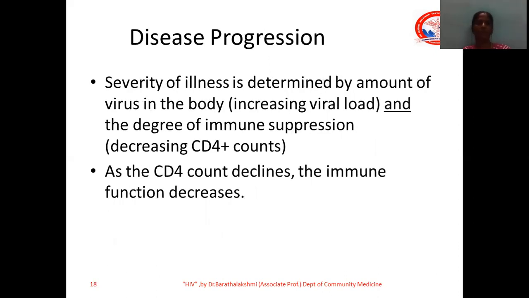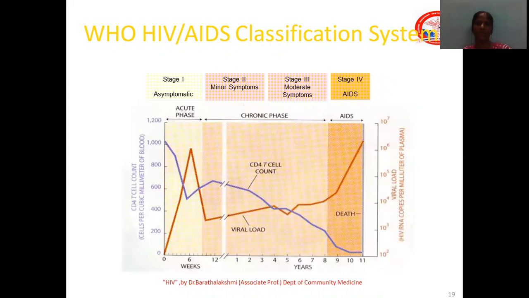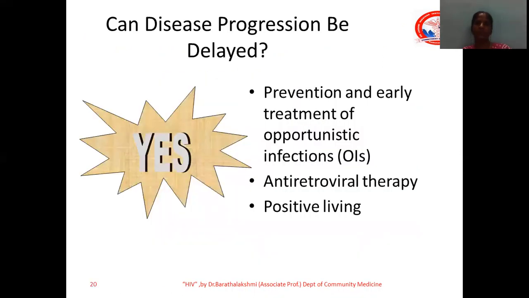So the disease progression depends on the viral load, with increasing viral load and decreasing CD4 counts. As the CD4 count declines, the immune function decreases and the person contracts infections and even cancers. So how can we delay the progression of the disease? Once a person is infected with HIV, he is going to harbor the HIV virus inside his body for life. But whether he progresses into AIDS or not is the question.